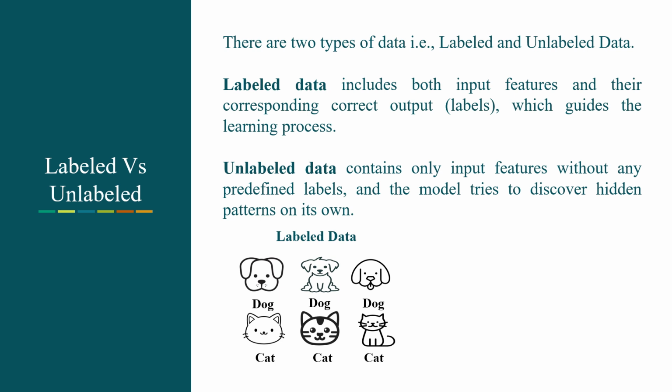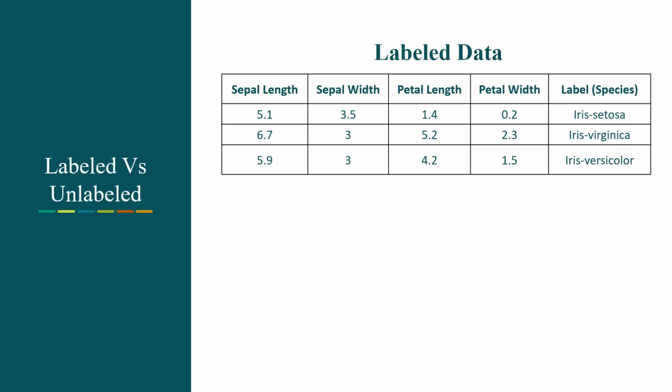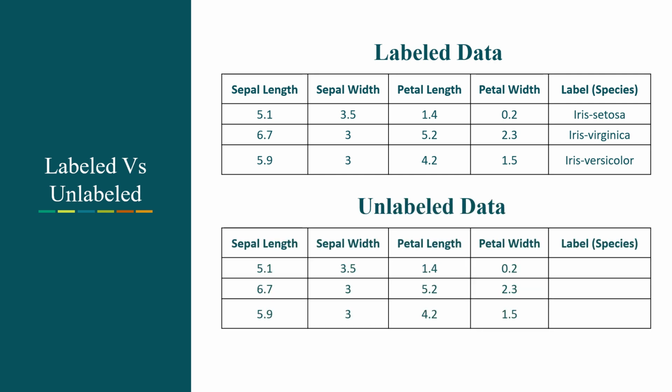So look at this. I put the image of a dog and also give the label that it is a dog, and the image of a cat and the label as well, it's a cat. So this is the example of labeled data. But on the other hand, if you look at the unlabeled data, there are no labels. So this is a major difference between labeled and unlabeled data. So let's visualize the difference with a table. First, we have labeled data. Each flower has its features like petal length and also species names like iris setosa. And in the next table, we have the same features but no species name. This is the example of unlabeled data.